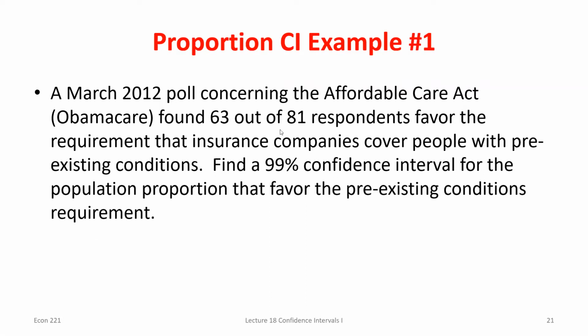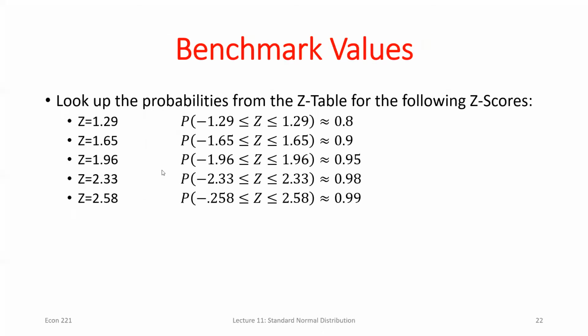Well, what's my sample proportion here? If 63 out of 81 people were in favor of this, my sample proportion would be 63 divided by 81. That's the proportion of people here who favored this. I have my sample size, 81. The only other thing I'm going to need here is my alpha value. At the 99% confidence interval, my alpha value should be what? Yeah, 0.01, the area outside the interval in decimal form.